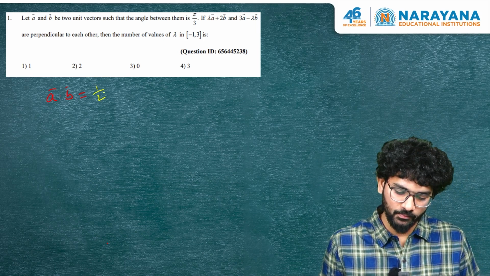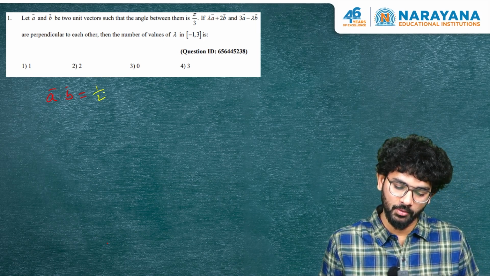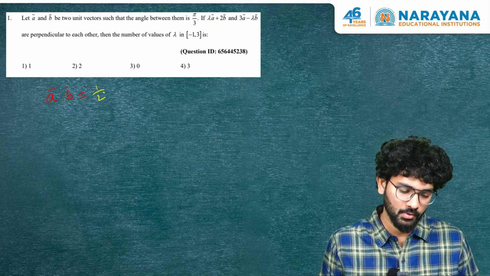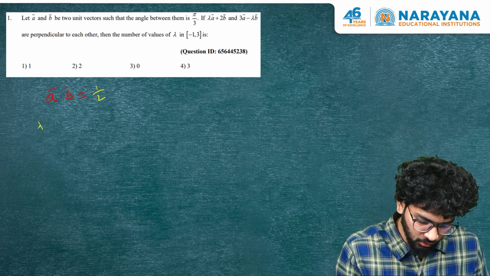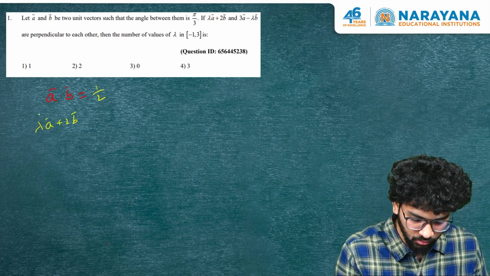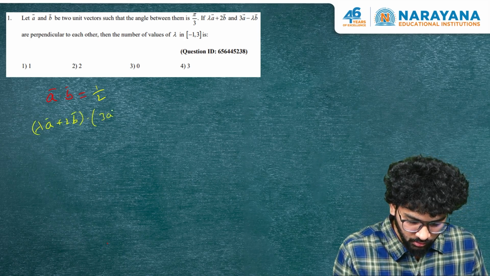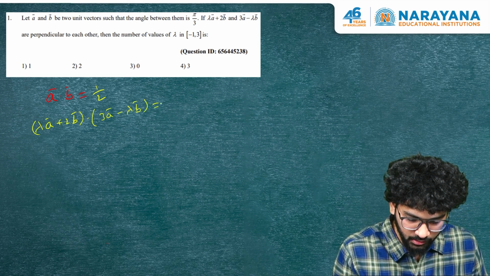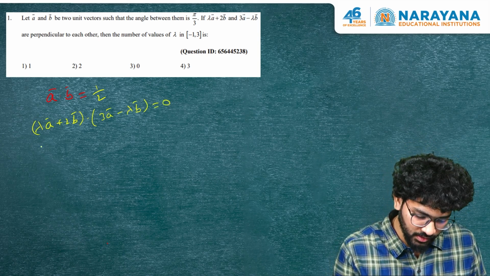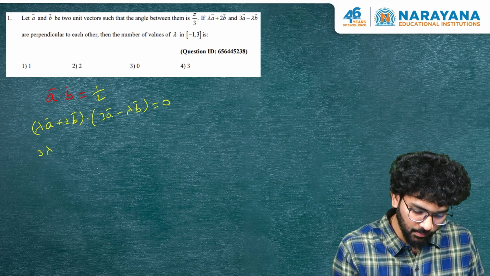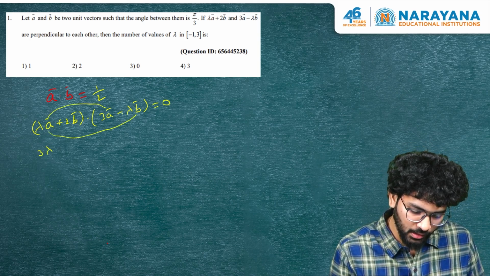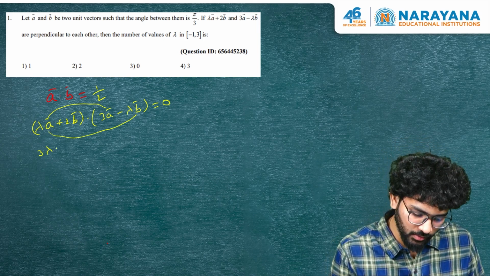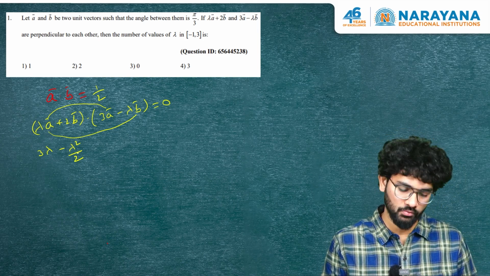And after that he has given lambda A bar plus 2B bar and 3A bar minus lambda B bar are perpendicular to each other. Which means the dot product between them must be 0. 3A bar minus lambda B bar is equal to 0. Now if we simplify this, we will get 3 lambda A bar dot A bar, which is mod A square, which is 1, and lambda A bar dot lambda B bar, which will be minus lambda square by 2, because A bar dot B bar is equal to 1 by 2.